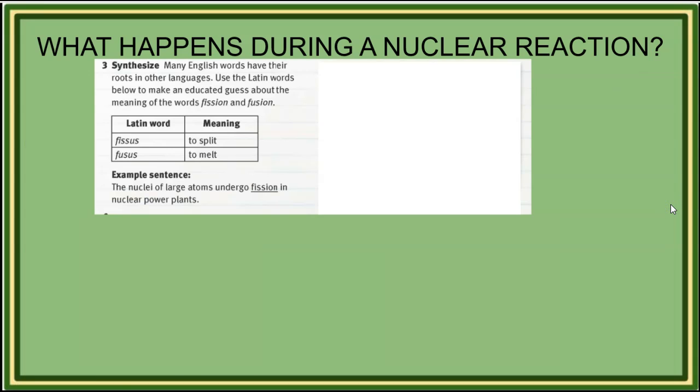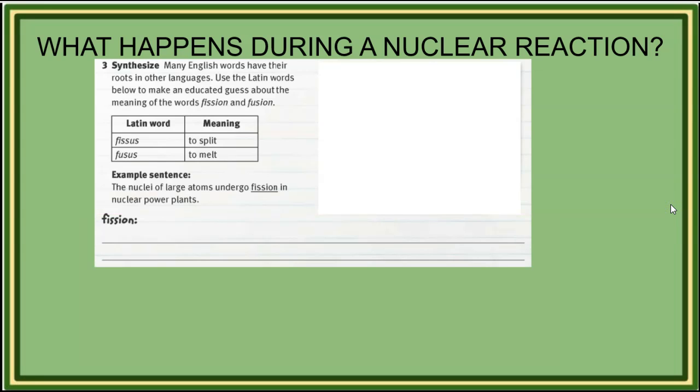Number 3, many English words have their roots in other languages, and we have to use these Latin words to figure out the meaning of the words fission and fusion, 2 of our vocabulary words. For fission, let's look at the word physis, which means to split. The nuclei of large atoms undergo fission in nuclear power plants. So fission might mean when the nuclei of large atoms split.